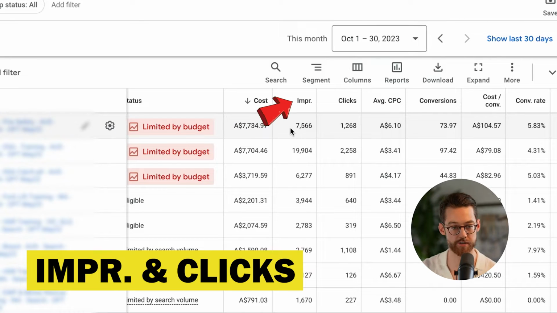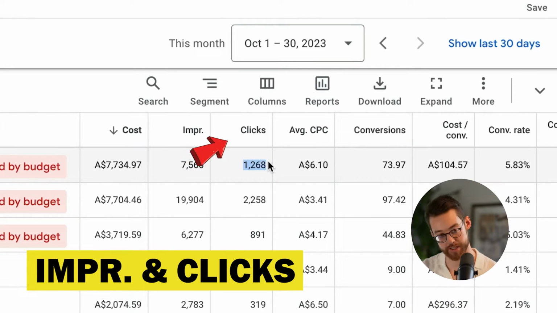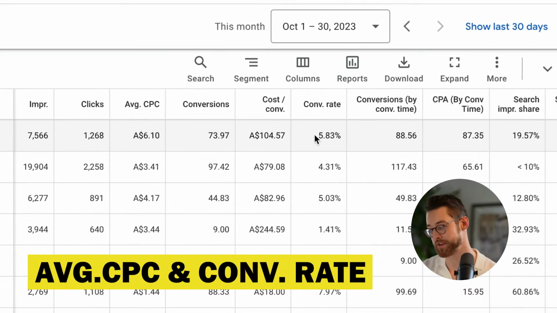So impressions is obviously important. We want to see that our ads are being seen by people. And clicks is obviously important. If a campaign is getting no clicks, especially for a day or a couple of days, we know that something is potentially wrong that we need to go in and fix in that campaign. The next two numbers that are really important though when it comes to determining what we can do to improve performance are cost per click and conversion rate.